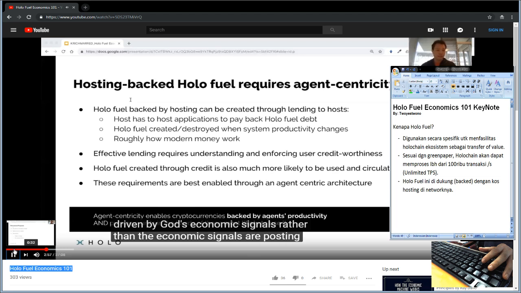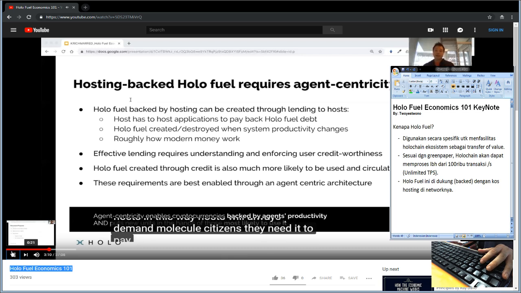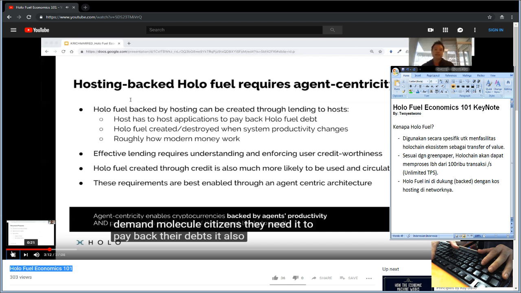signals of hosting. To make it truly hosting backed, Holo Fuel should be created through lending to hosts. In this way, hosts will always demand Holo Fuel, since they need it to pay back their debts. It also means that new Holo Fuel is generally created when the network can produce more hosting, and vice versa. This is in fact how modern money works.